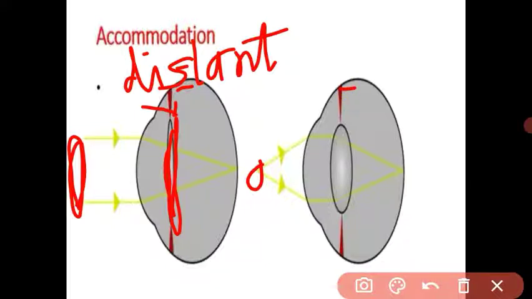Understood? And in the opposite case, when we want to see a near object, what happens? The ciliary muscles, which we have seen in the structure, contract and the suspensory ligaments are loose. What happens? The lens becomes thicker and more convex and we are able to see the near object. This is called accommodation.